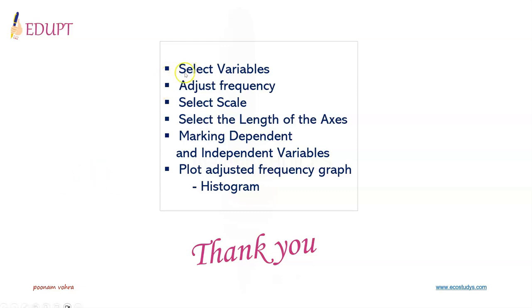It comprises of selecting variables first, then you need to adjust the frequency, then you need to select scale, then select the length of the axis, then mark dependent and independent variables, then plot adjusted frequency graph, that will be histogram with unequal class intervals. With this, the discussion on construction of histogram with unequal class intervals gets complete.